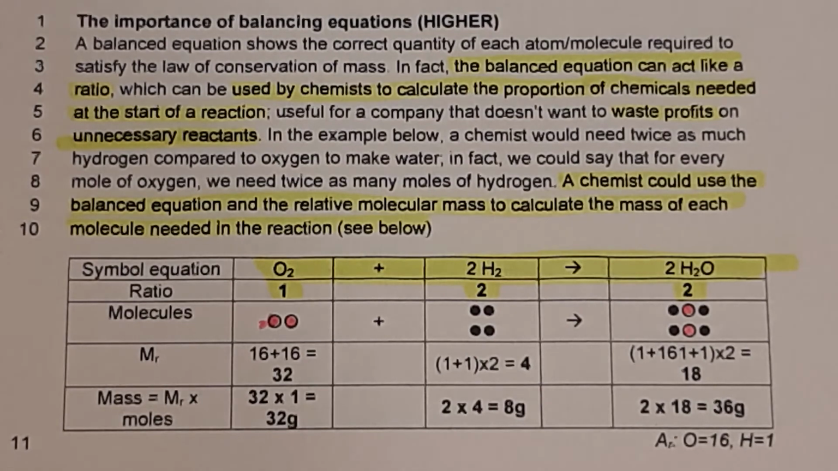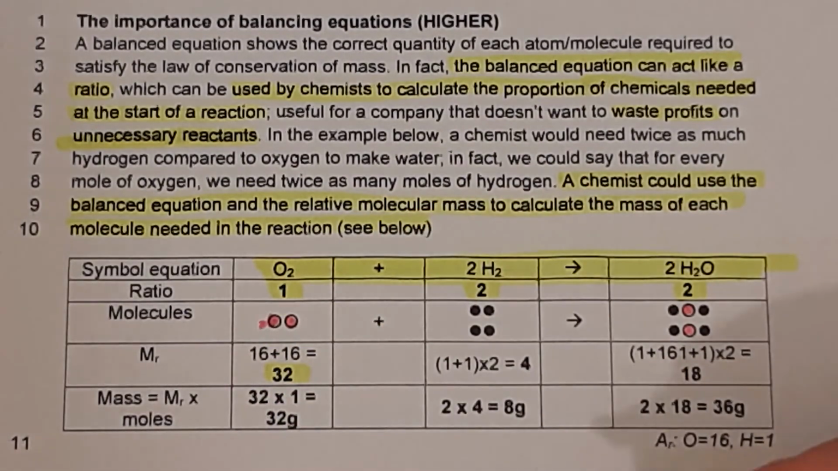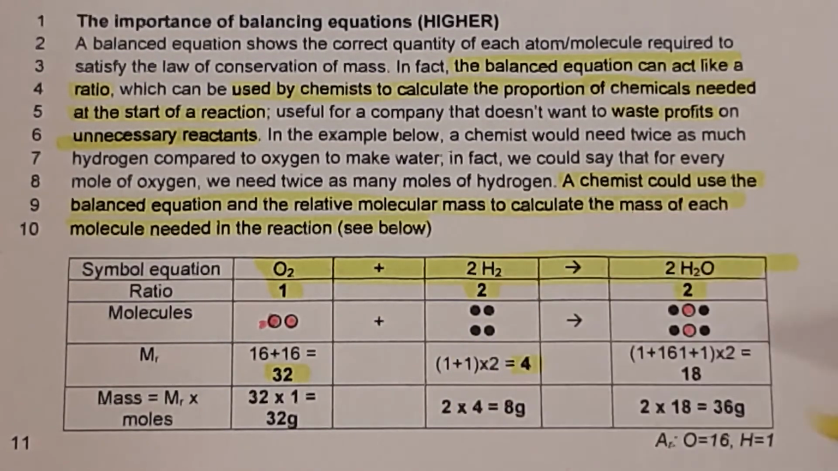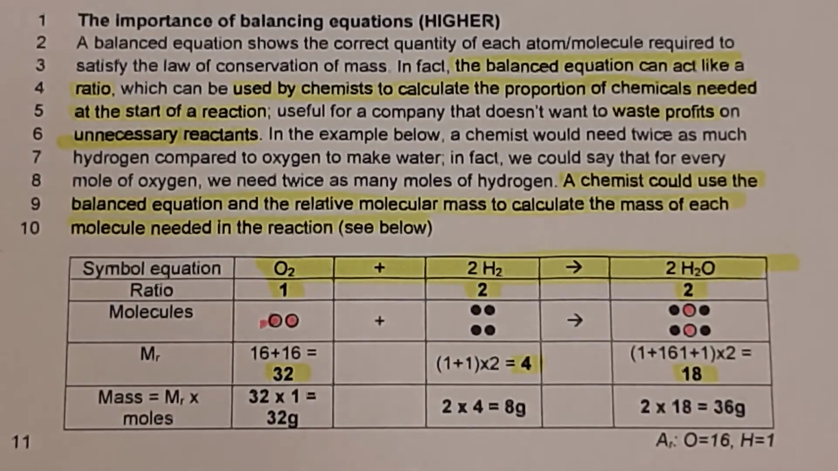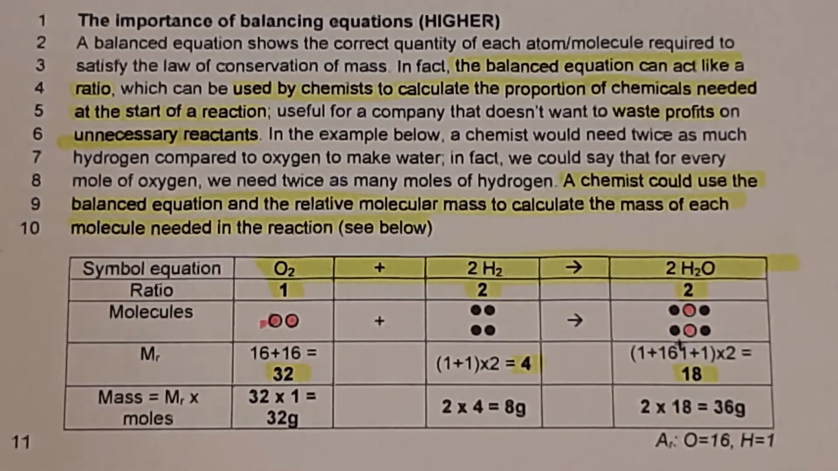Now, the relative molecular mass of oxygen is 32, 16 for each oxygen atom, and the relative molecular mass of hydrogen is 2 lots of 2, which makes 4, and the relative molecular mass of water is 18 when we add it all together. Be aware that this is not quite correct because it's 1 plus 16 plus 1, not 161.